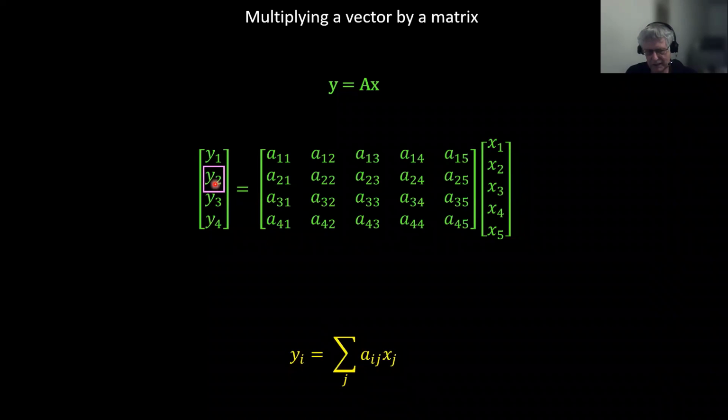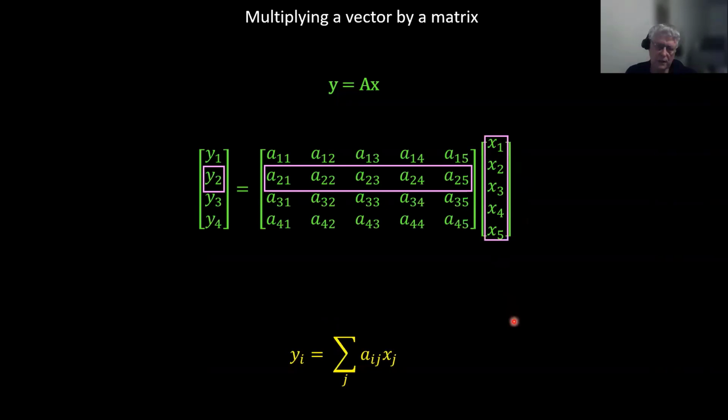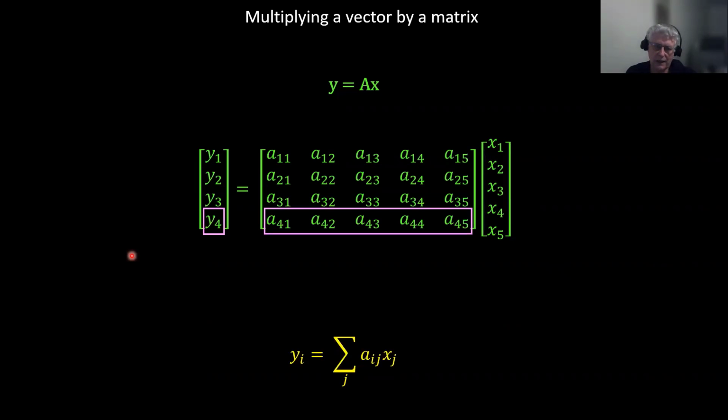Focusing on this second element, we go along the second row of the matrix, down the column of the vector, multiplying and adding as we go. That is a series of linear operations to come up with the second element of the vector y. And so it goes. So that's one way of looking at multiplying a vector by a matrix.